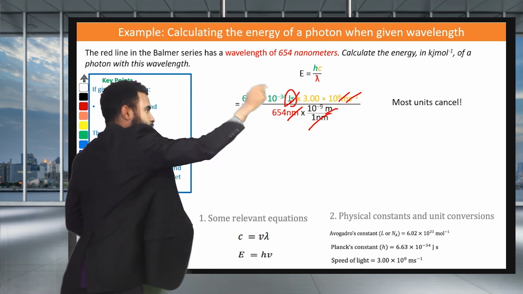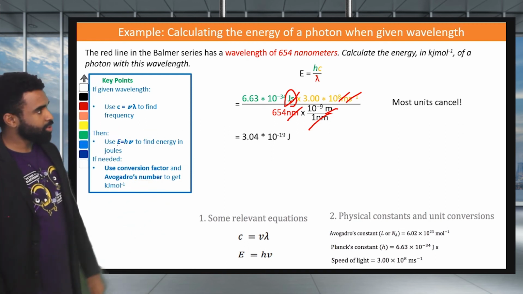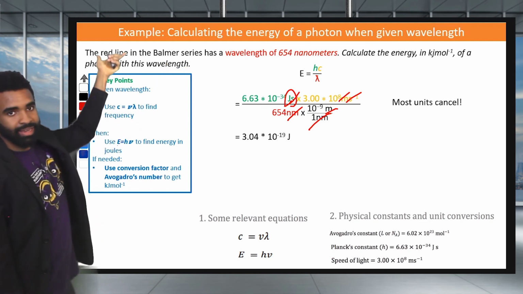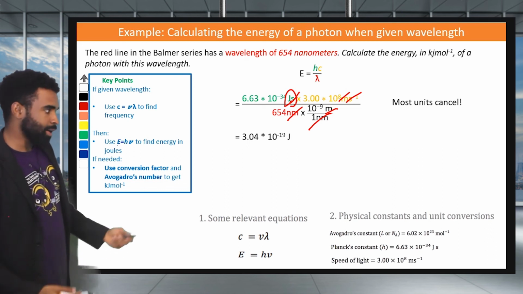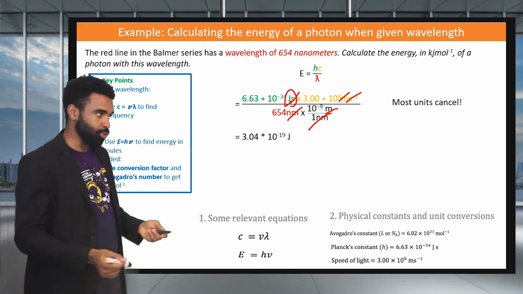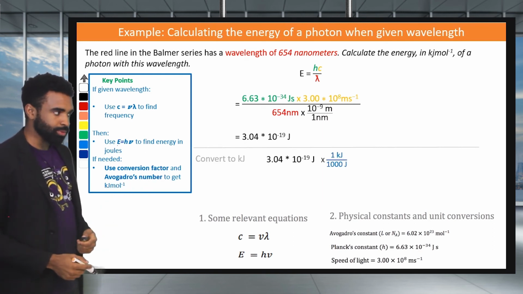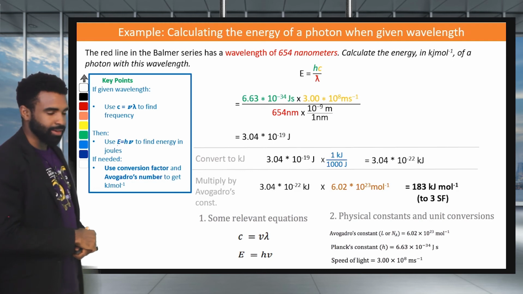And we're left with joules, which is what? Energy. So we have the energy of, sorry, not of this series, of this red line. The energy of those photons that comprise the red line. We have them, of course, in joules. They want it in kilojoules per mole. So we go through the motions. We convert first to kilojoules, and then we multiply by Avogadro's number to get the answer in kilojoules per mole.